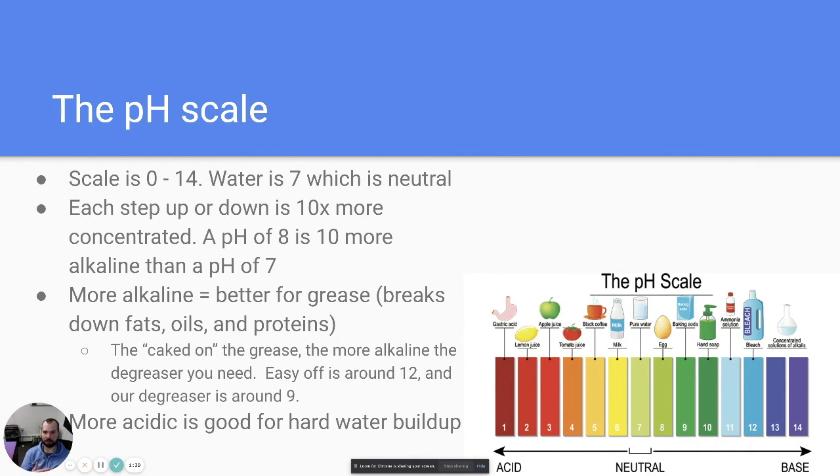Where this comes into play for cleaning is that the more alkaline a solution, the better it is for grease buildup. It breaks down fat, oils, and protein and caked on grease. When we're talking about things like Easy Off, this has a pH around 12, and our typical degreaser a pH around 9. Grease is also alkaline, and going back to like bonds with like, when it comes into contact with grease, it's going to want to dissolve that grease into solution.